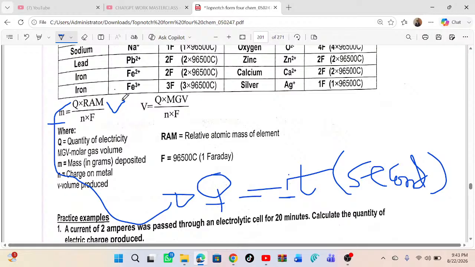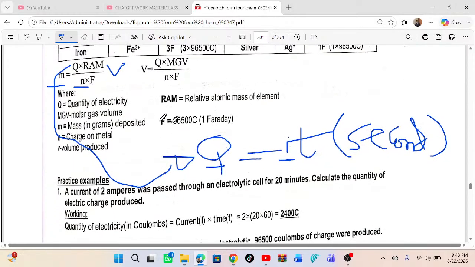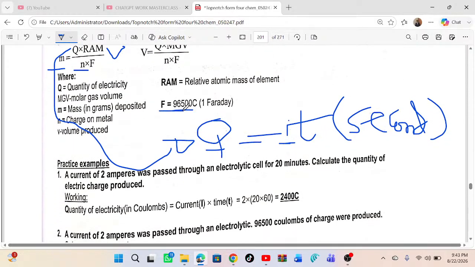The RAM utapewa mostly, divided by N, the number of charge. For example, ukipewa zinc charge yake ni 2 times the Faraday's. Faraday's pia utapewa mostly 96,500.